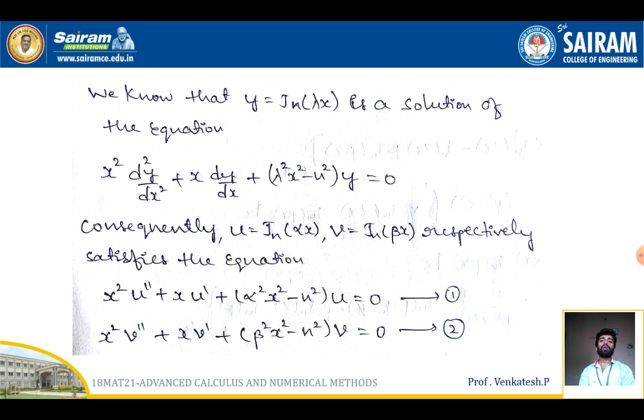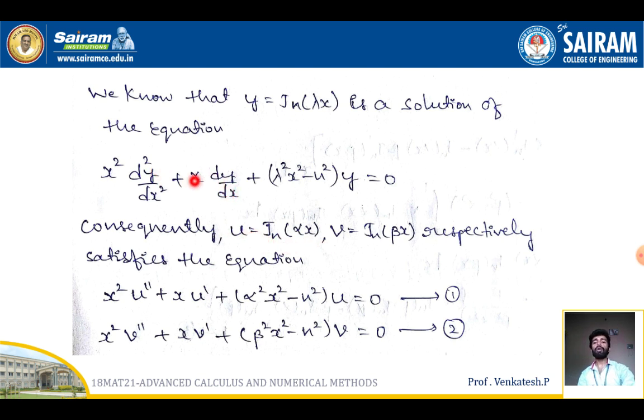Proof. We know that y equal to Jn(lambda x) is a solution of the equation x square d square y by dx square plus x into dy by dx plus (lambda square x square minus n square) into y is equal to 0. Consequently, I take two functions, u equal to Jn(alpha x) and v equal to Jn(beta x), which respectively satisfy the above equation.